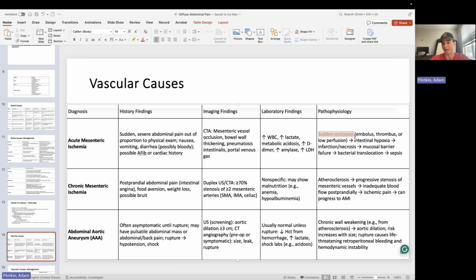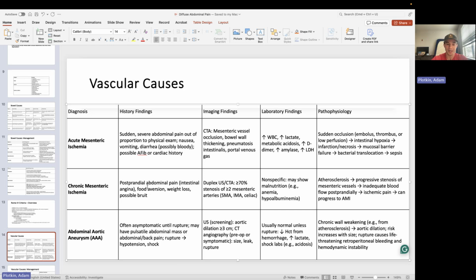Again, the pathophysiology: we get some sort of occlusion, maybe from an embolus, maybe from a thrombus, maybe from low perfusion. We get intestinal hypoxia. We can then progress to infarction and necrosis. We get mucosal barrier failure, and then potentially the bacteria translocate and cause sepsis, right? The big thing you're going to want to know for your exams: some sort of occlusion of the mesenteric vessels due to emboli from the heart or thrombus from atherosclerosis. We get low perfusion to our gut organs, intestinal hypoxia, infarction, and necrosis.